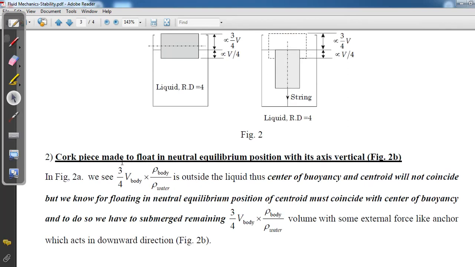Okay, so now the cork is made to float in neutral equilibrium with its axis vertical. So we see that 3 by 4 V of body into rho of body divided by rho of water, this is the total volume V that is outside the liquid. Thus, center of buoyancy and centroid will not coincide. But in the question, it is saying that we have to float this body in neutral equilibrium position, and in neutral equilibrium position, the centroid must coincide with the center of buoyancy. For that, we have to completely submerge this body. So we have to submerge this extra volume inside. This extra volume is 3 by 4 volume of body into rho of body into rho of water.